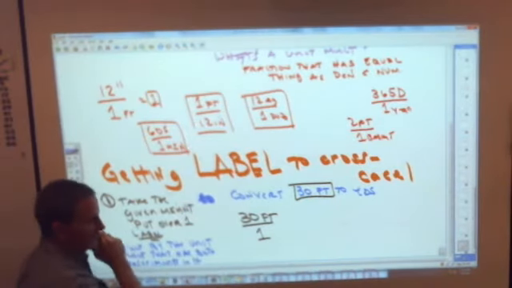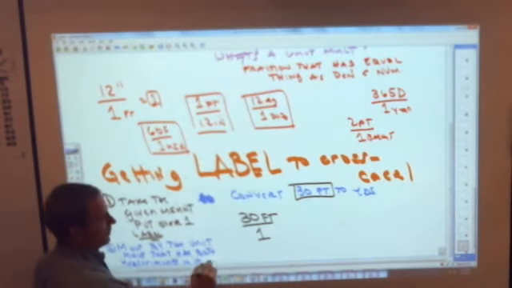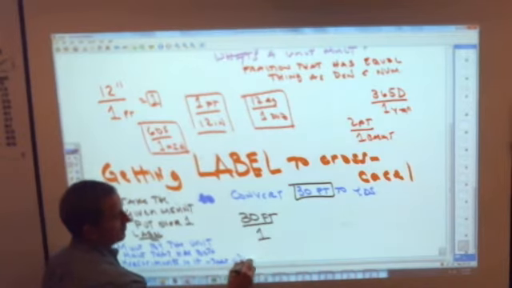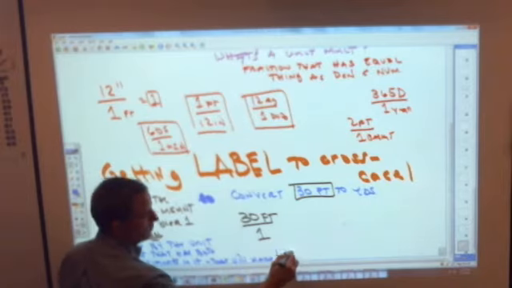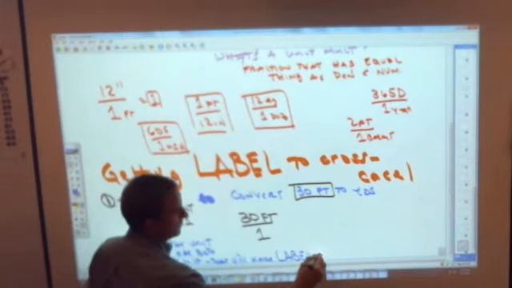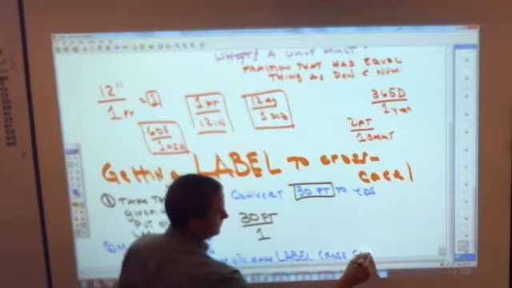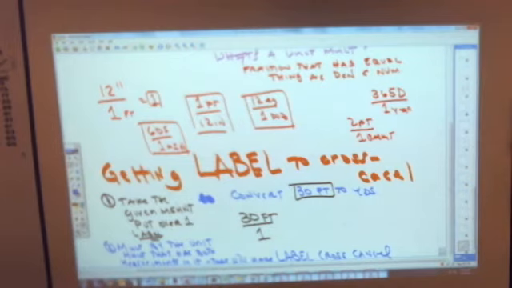And that's not all. I have to keep going here. That will make the label cross cancel. A lot of words for something that is going to be incredibly easy.